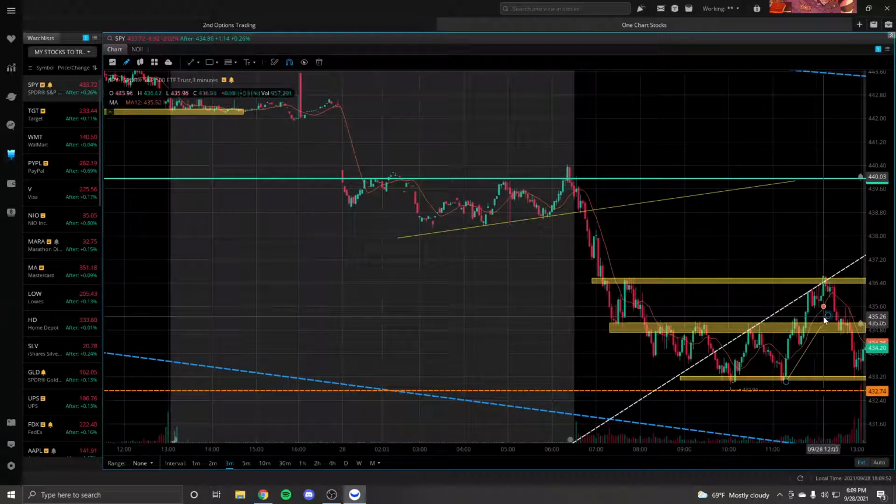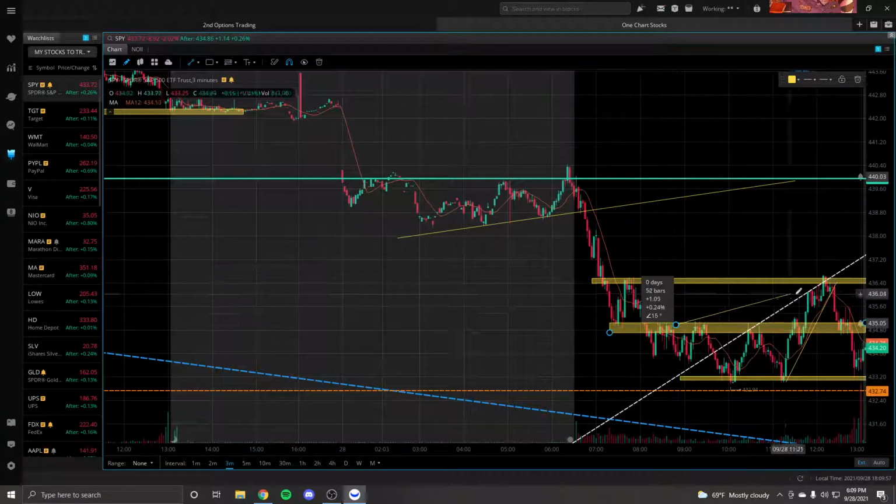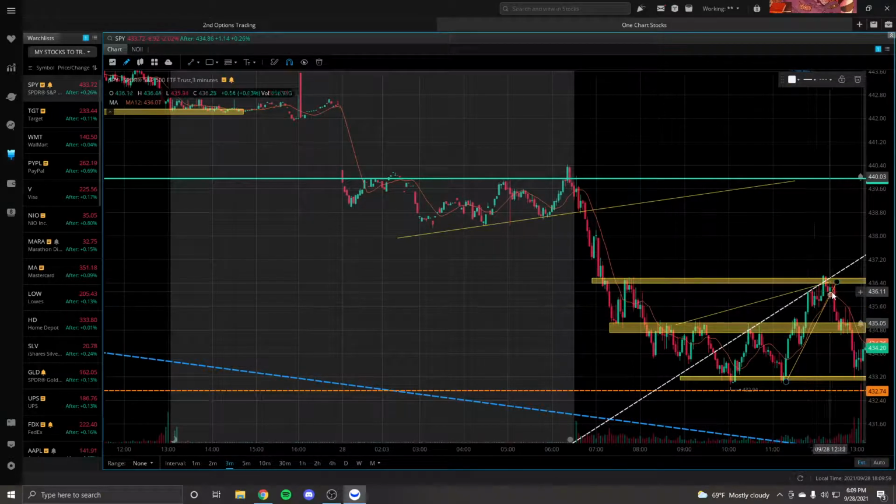So let me actually draw it right there, a wedge. Draw the wedge. You can even draw it like this, a wedge. Broke the wedge, go short. This is a demand zone, could have been a supply zone, right?